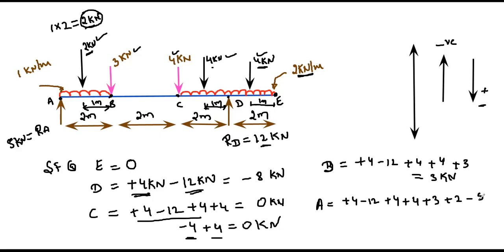For the force RA, if you simplify, or you can write like this. It is a combination of point load and UDL. So first we calculate the forces without considering this point load. So plus 4, minus 12, plus 4, plus 4, plus 3, plus 6. If you simplify, you will get plus 5. And at point A, we have minus 5, so then it will be 0. These are nothing but the shear forces which are acting on a beam.